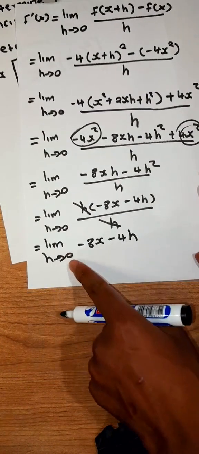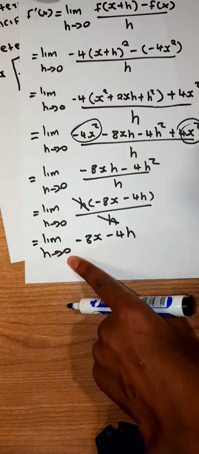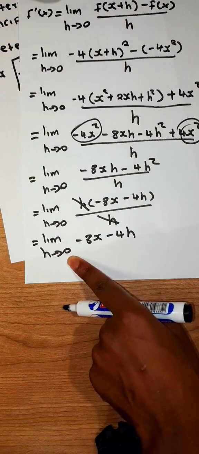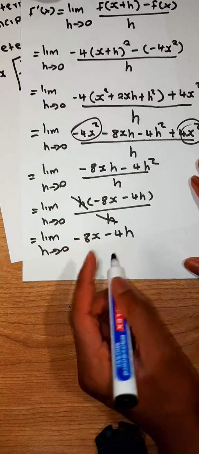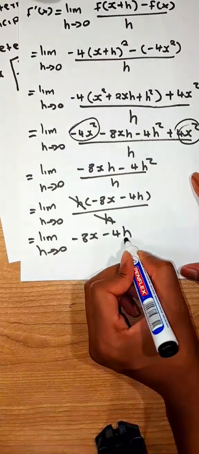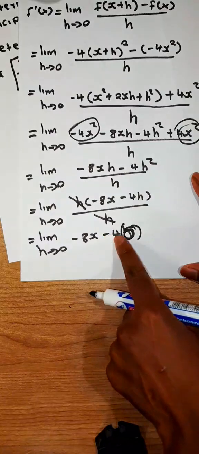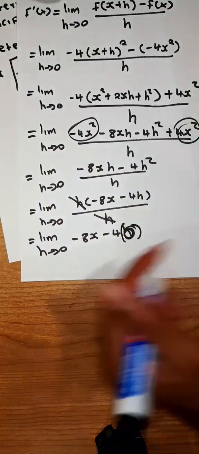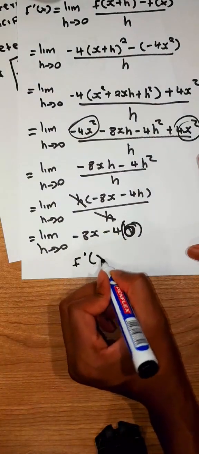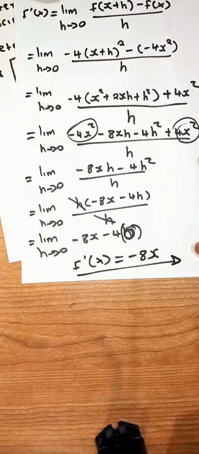What this means is that h is approaching 0, it is getting closer to 0. I'm going to teach this in more detail in another video, but this means that wherever there is h, we just put 0. So it becomes minus 4 times 0, which is just 0. So f prime of x is going to be minus 8x.